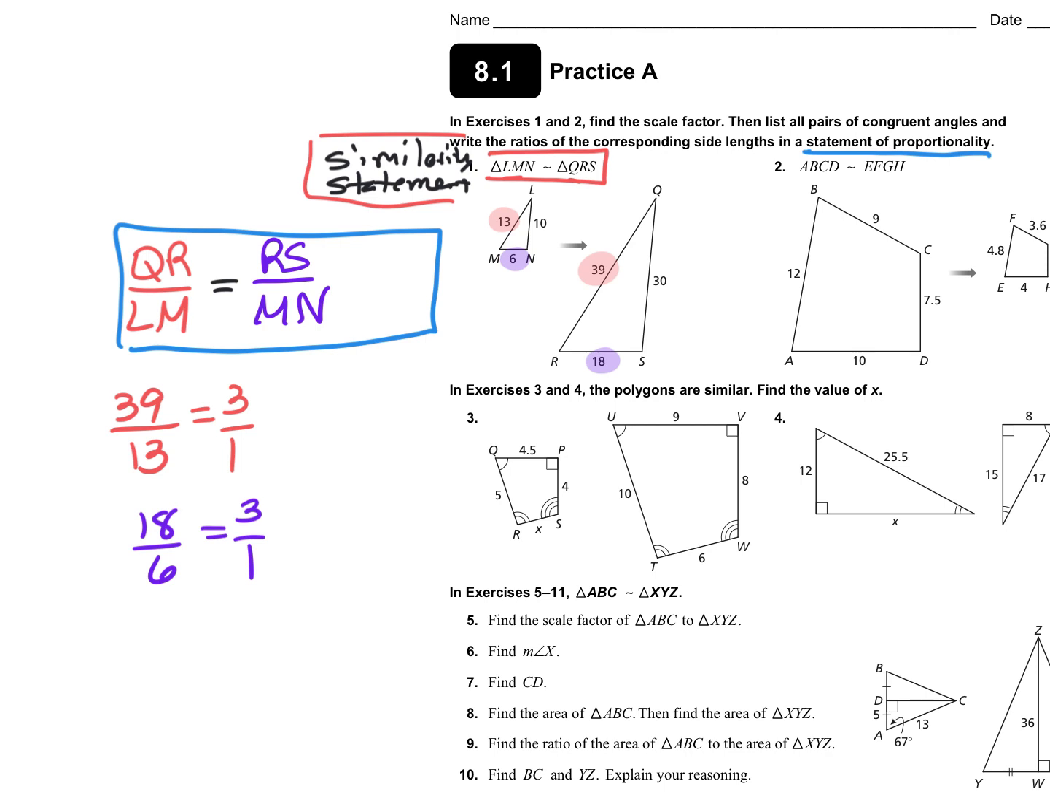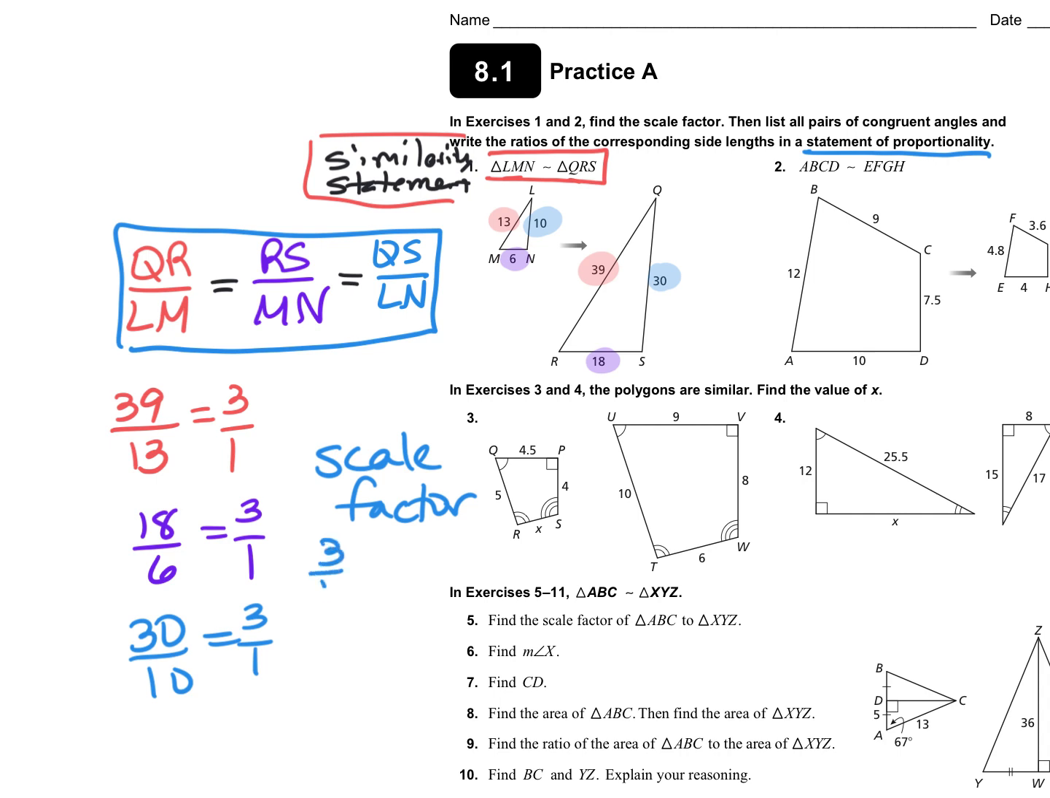And then lastly, the beginning and the end, the LN and the QS are going to match. So I can go ahead and match those. So this one, QS with LN. And this one is 30 over 10, which also simplifies 3 to 1. So my scale factor, you can either list it as 3 over 1 or the whole number 3. So this is your scale factor.